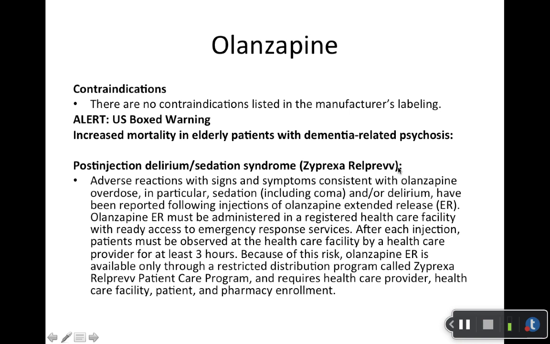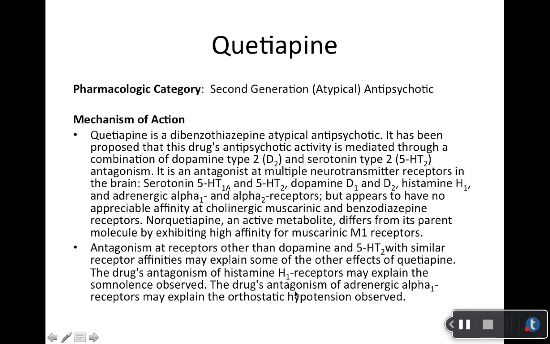So Zyprexa Relprevv. And I don't know if you're supposed to pronounce both of these, or I don't know. The drug reps will know. You can talk to those people. But this specifically has a box warning for that. And because of that too, it is only available through a restricted distribution program. So make sure you read through that.